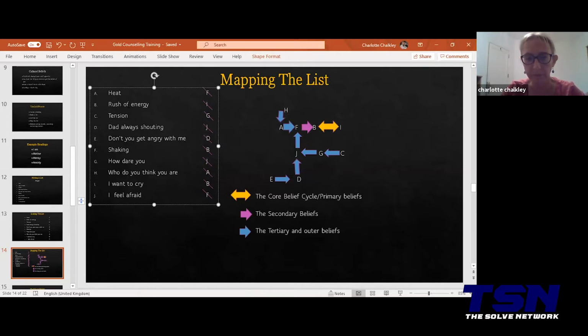And then we go to B. And we see that it links to I. And we do another little arrow that goes to I. When we get to I, we see that I links back to B, and hence why there's an arrow going in two directions. And that is a core belief system. When you have that cycle of one letter leads to another and that letter leads back to that same letter, you have a core belief or a primary belief.